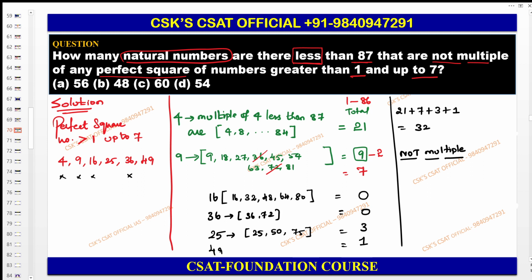But in this case, not a multiple, which means what we have to do? The total numbers 86, minus which are multiples, that you need to subtract. So therefore 32 you need to subtract. So therefore the answer is 54. Right. Option D is the right answer for this question.